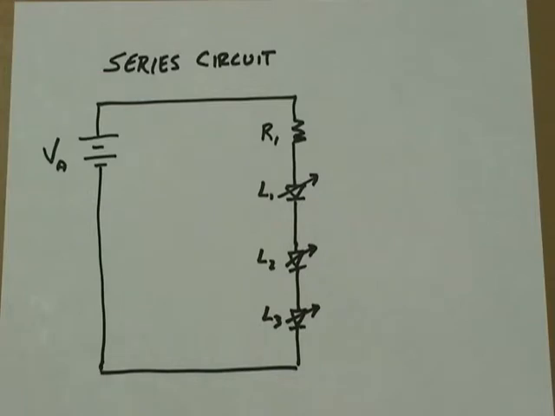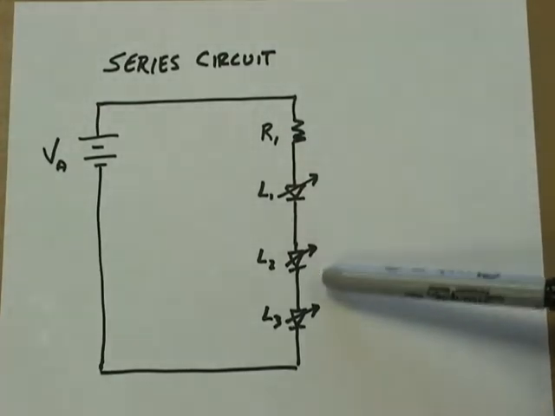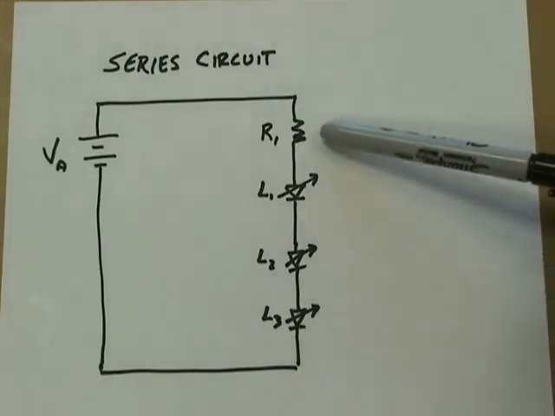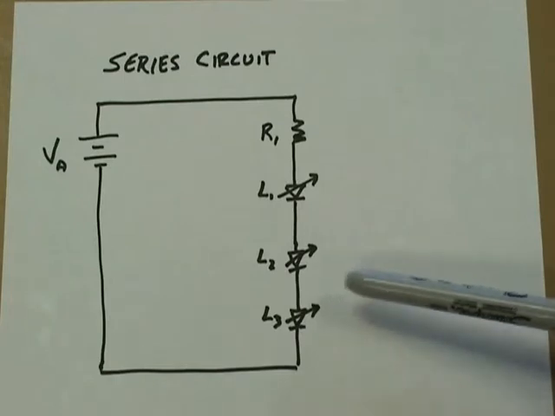This is a circuit diagram of a series circuit. And this circuit has one resistor and 3 LEDs, light emitting diodes. The resistor is in place because we have to limit the current through an LED, otherwise the LED will fry.